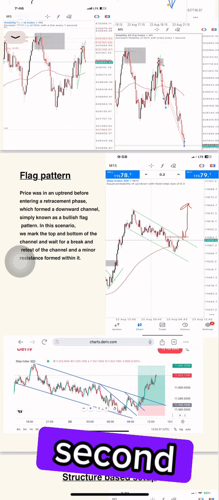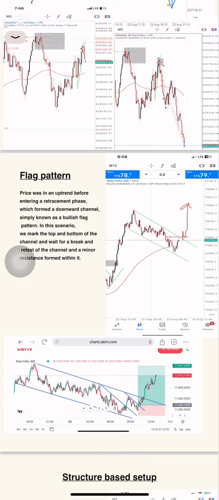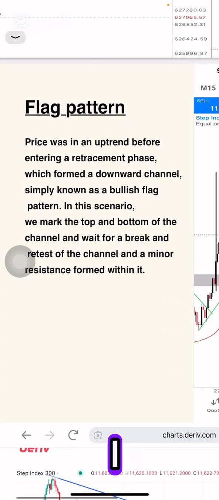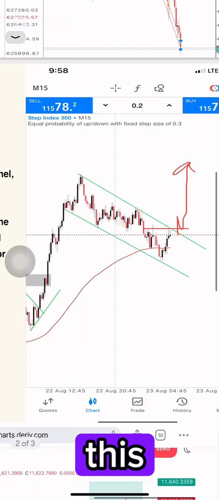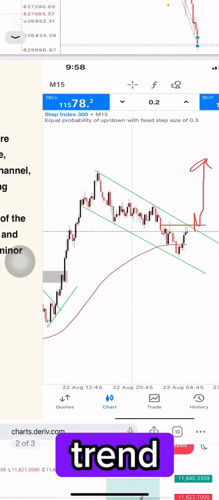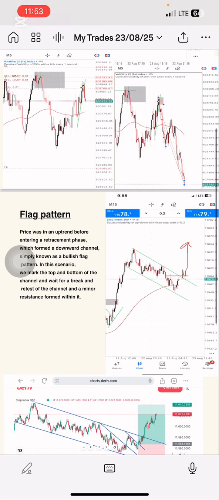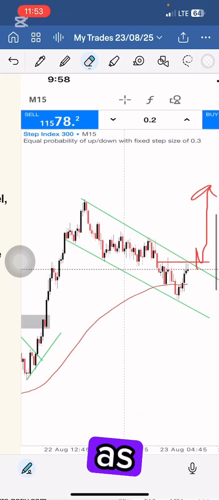This is the second one, guys. This is the one I call flag pattern. I described it here. You can read up on this. So here price was in an uptrend, as you can rightly see.